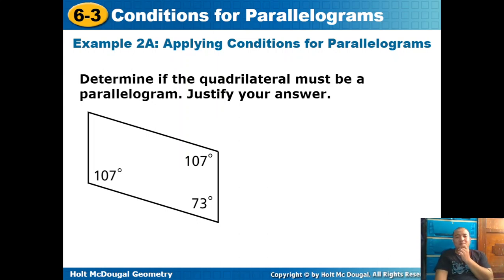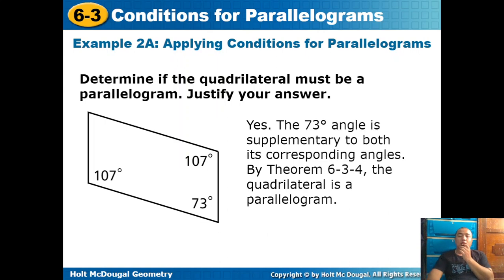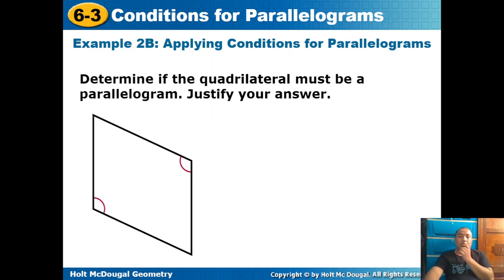Okay, determining if the quadrilateral must be a parallelogram. Justify your answer. Yes, a 73-degree angle is supplementary to both its consecutive angles. By Theorem 6-3-4, the quadrilateral is a parallelogram.